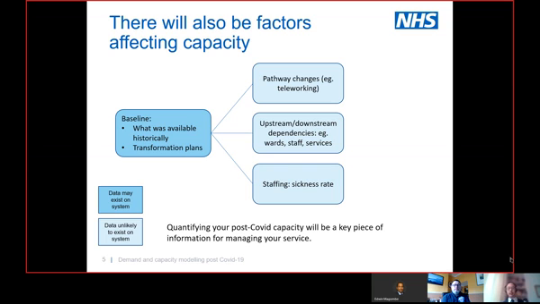There'll be also some consideration that you'll need to make about upstream or downstream dependencies and how that might impact what your service is able to deliver. And finally, of course, there's also the absence rate that you might be expecting for your staffing because of, for example, shielding or illness. But quantifying both of these aspects, your demand and capacity, will be a key part of managing the information and using that to risk manage your service going forward.